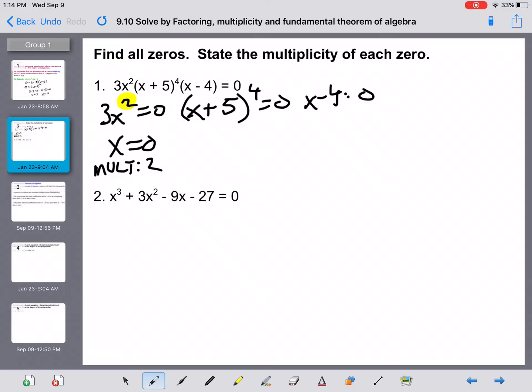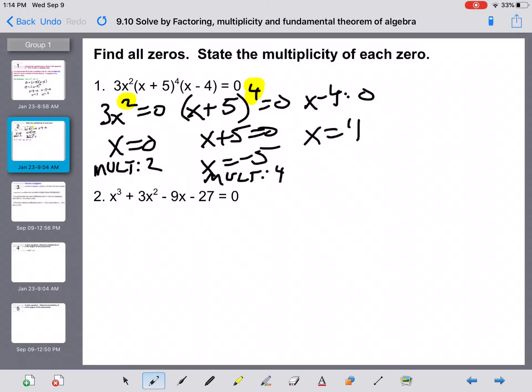The same goes for the next one, we could write this out as x plus 5 times x plus 5 times x plus 5 times x plus 5. But we don't want to have to do that every single time. So we can just automatically go x plus 5 is equal to 0, and we will get x equals negative 5. And then we should see that we have this happening 4 times. So then our multiplicity would be 4, because it occurs 4 times. There's 4 of that factor in the original problem. The last one we can just solve to say x equals 4, and that would be a multiplicity of 1.